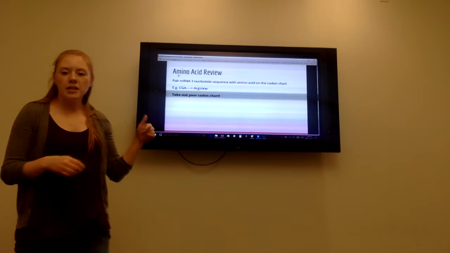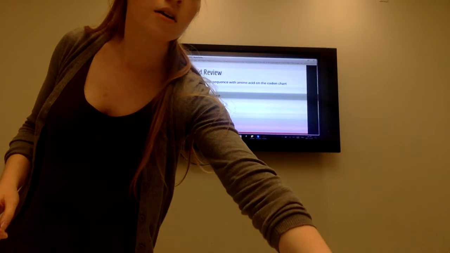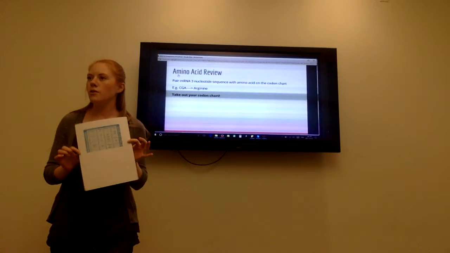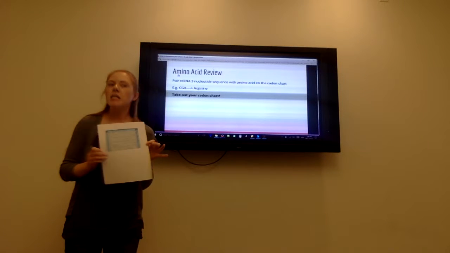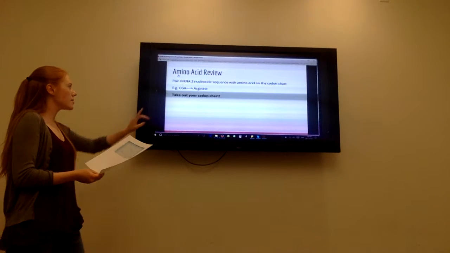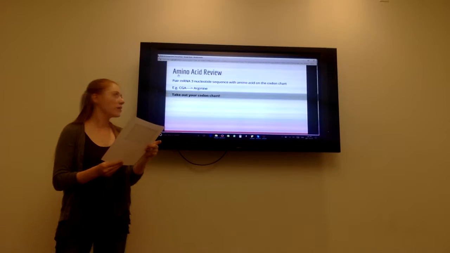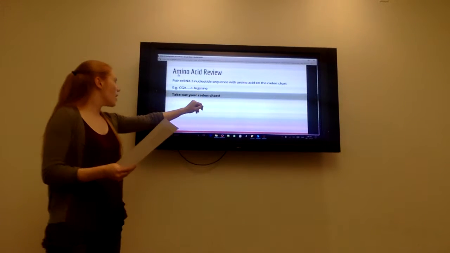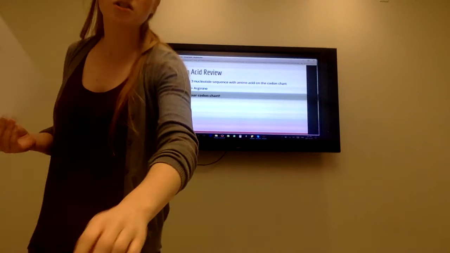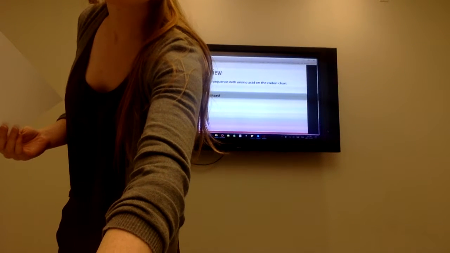For example, I think you should pull out your codon chart from your notes. You should have it handy. So the example here, CGA, you can find it on your chart. You can see it's related to arginine. It would be the amino acid.